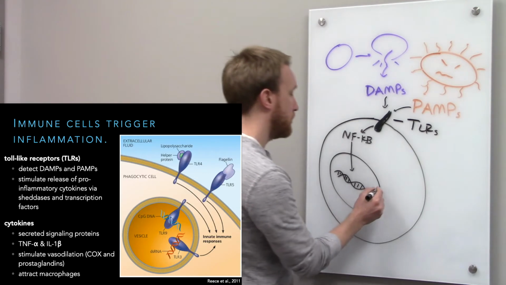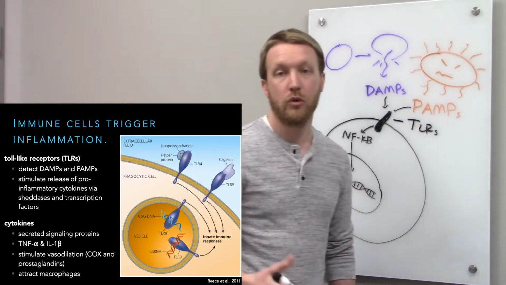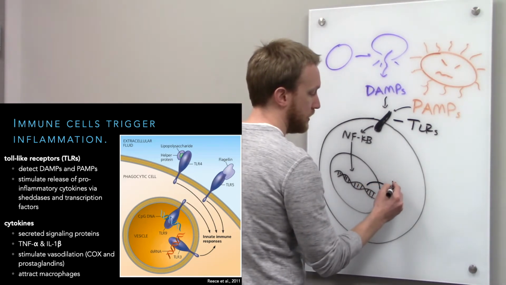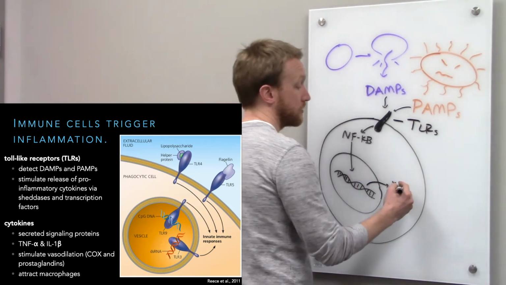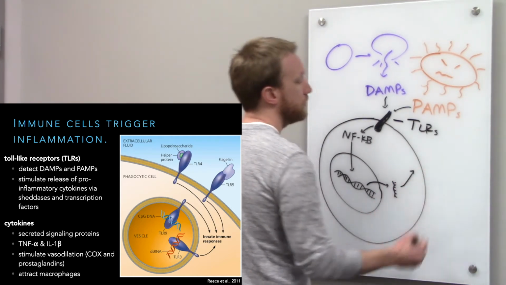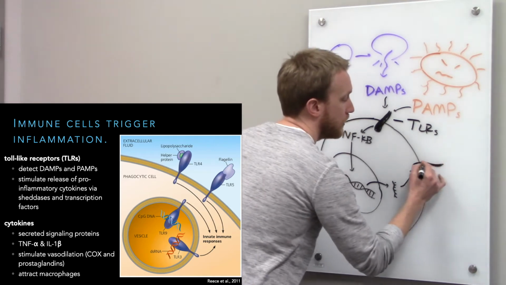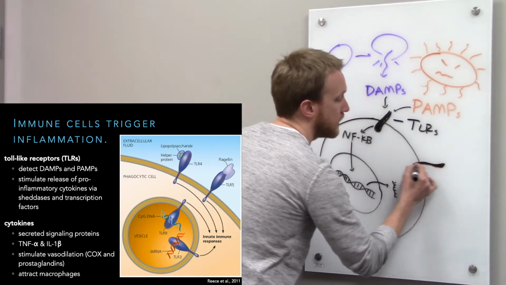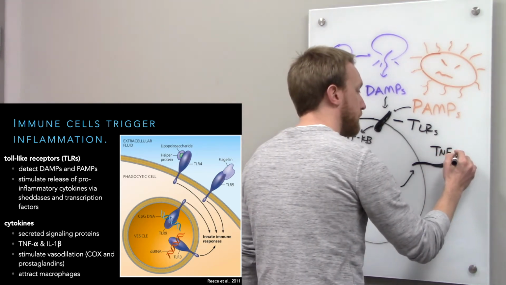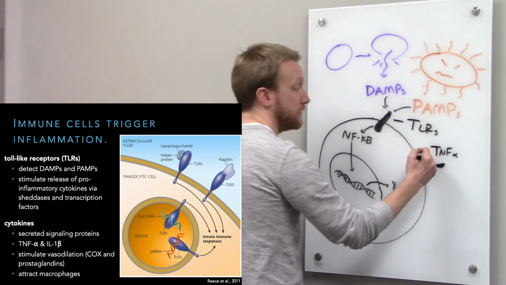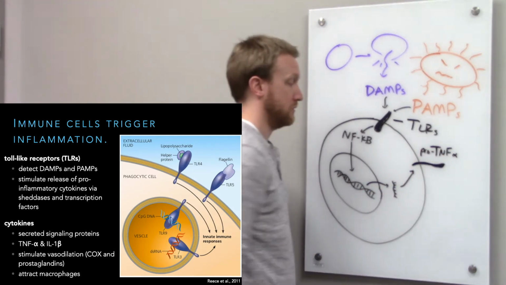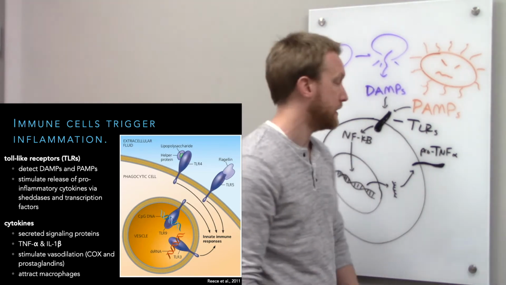In this case, we're going to increase the expression of pro-inflammatory cytokines. All right, so we'll make some RNA here, and that'll get translated into pro-inflammatory cytokines. And the one that we're talking about in a little more detail is TNF-alpha. This is not the active form, so we call it pro-TNF-alpha. Pro meaning before. So it's not quite mature yet.